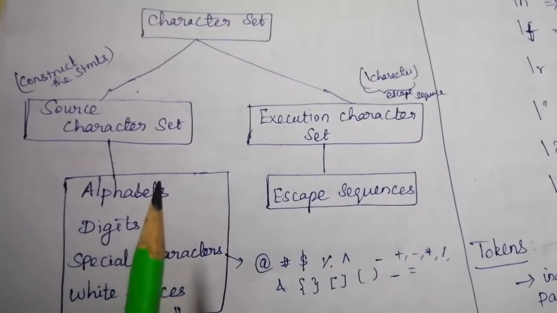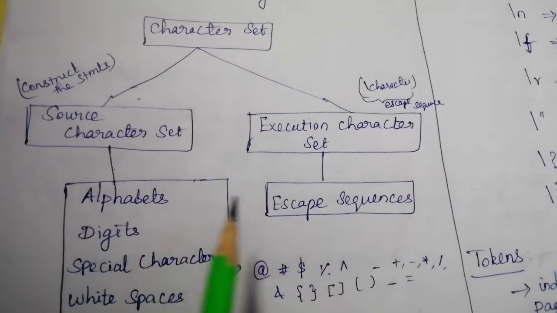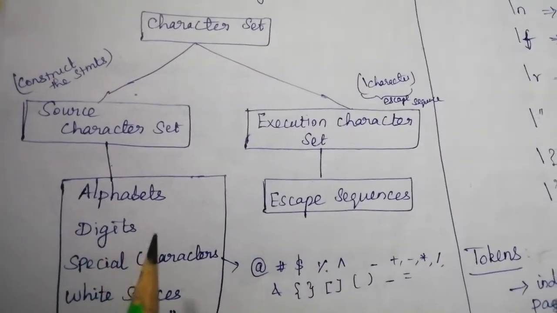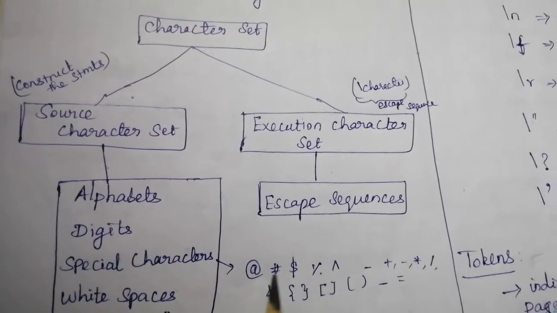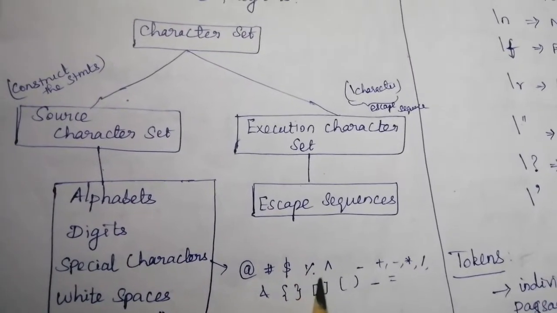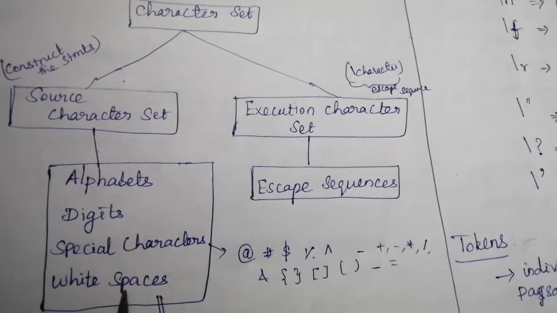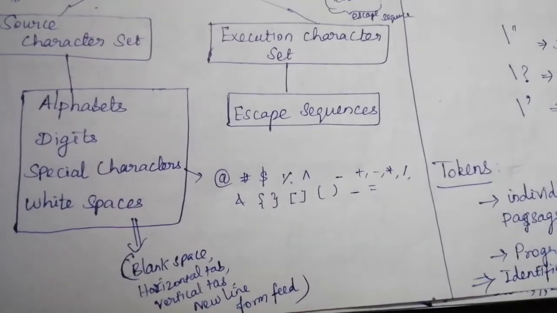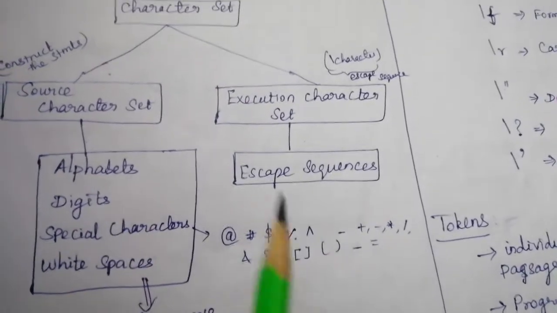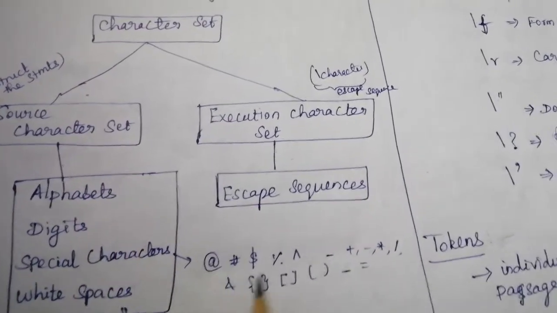Alphabets may be either uppercase or lowercase, that is A to Z. Digits may be 0, 1, 2, 3 up to 9. Special characters like at, hash, dollar, modulo, cap symbol and etc. White spaces may be a blank space, horizontal tab, vertical tab, new line and form feed. So this is about source character set.